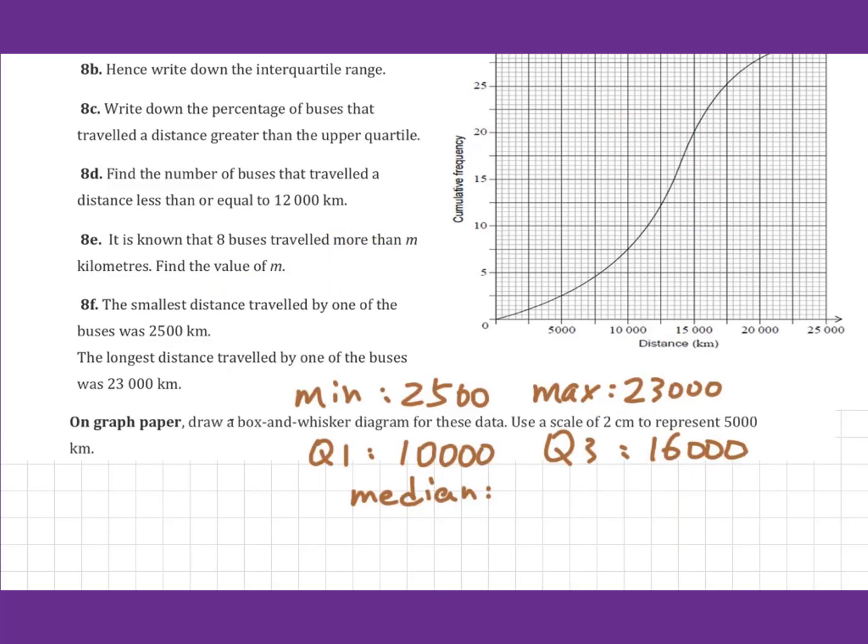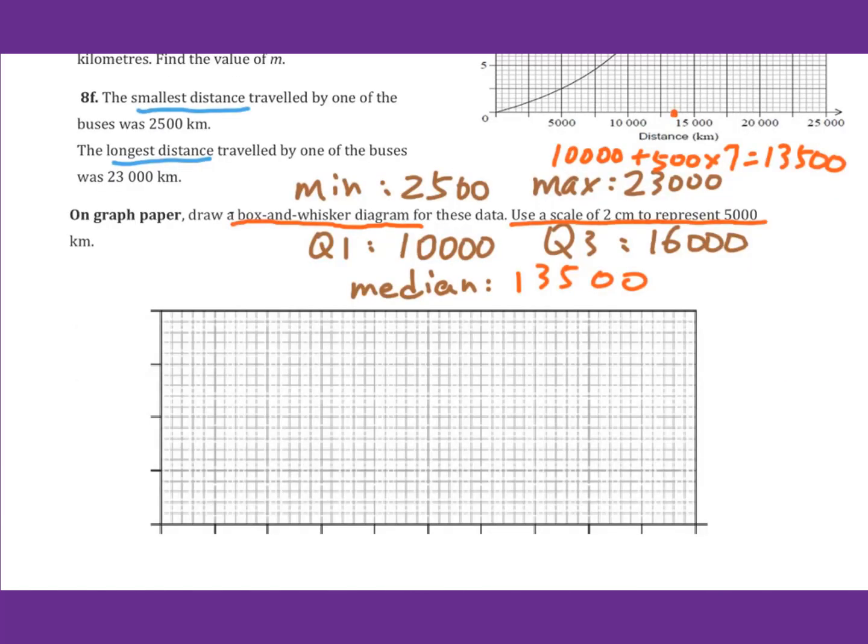For 8F, you are given the smallest distance and also the longest distance. We need to draw a box whisker diagram. Use a scale of 2 centimeters to represent 5,000. We need to figure out the median first. Median, that's 15. From 15, go here. You could say it's here. In other words, we from 10,000 add. Each one we know that's 500. We multiply 7. You will get 13,500.